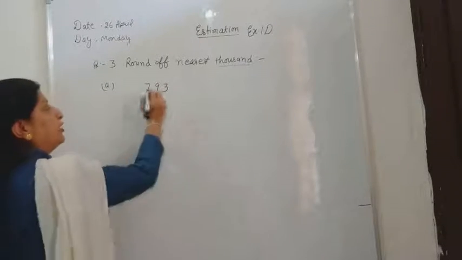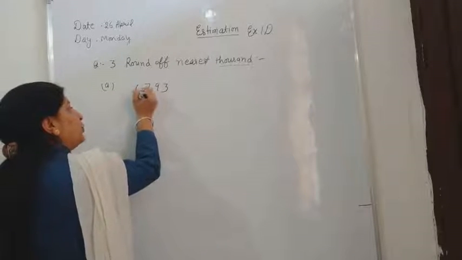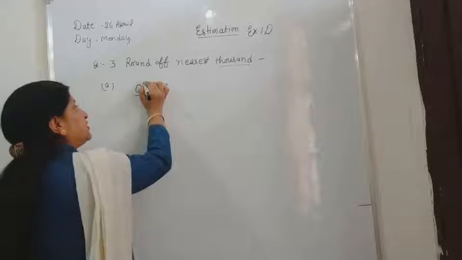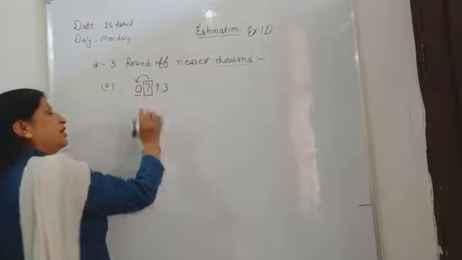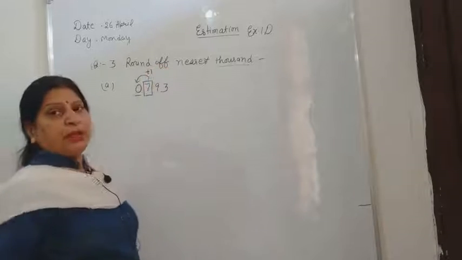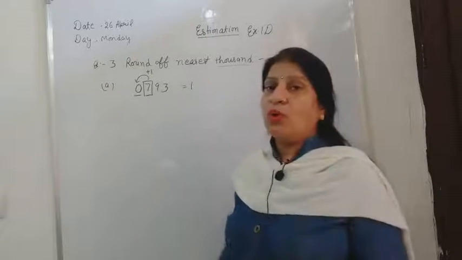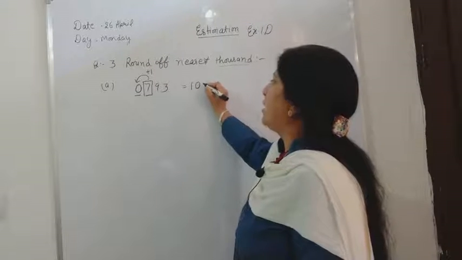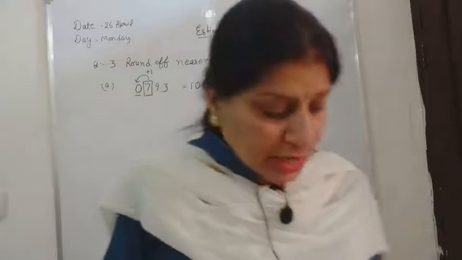793. Now here we see that we have no any 1000 number, so we write 0 at the place of 1000 and we underline the 1000 digit and make a box on 100 place number, and now we see that this 7 is greater than 5, so we add 1 in the number, and after adding 1 in 0 we get 1, and now our ones, tens and 100 place digit is replaced by 0 and our answer become 1000. Clear this one? Now the next part.